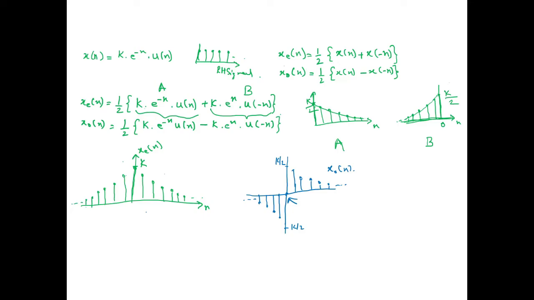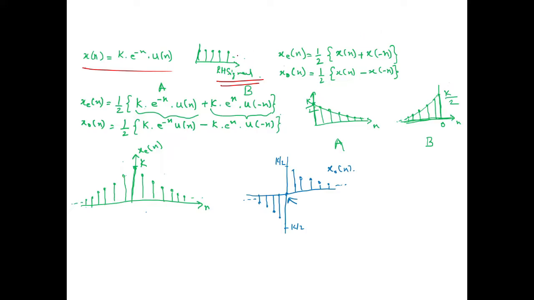Now coming back over here, x of n is given as k e to the power minus n multiplied by u of n. What is u of n? It is a step function. Now when it is a step function, it makes the signal a right-handed signal. That means the signal would be present only in the positive time domain. So it is basically a right-handed signal, k e to the power minus n u of n.